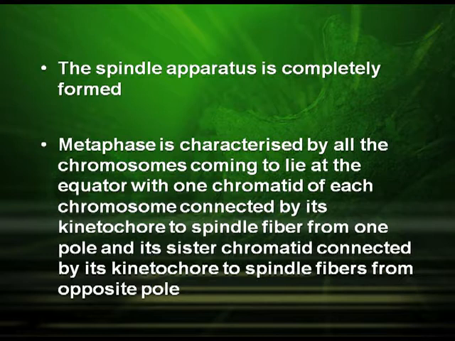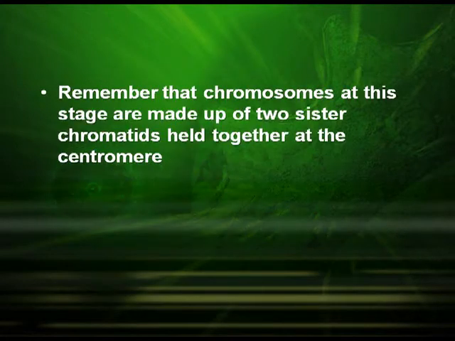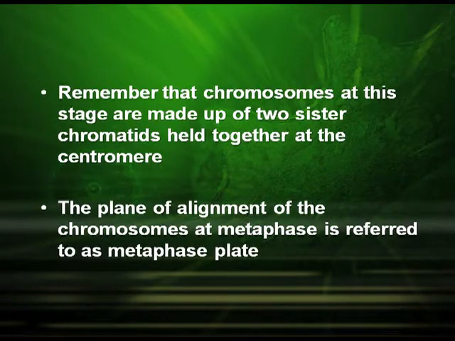Metaphase is characterized by all the chromosomes coming to lie at the equator, with 1 chromatid of each chromosome connected by its kinetochore to the spindle fiber from one pole and its sister chromatid connected by its kinetochore to the spindle fiber from the opposite pole. Remember that chromosomes at this stage are made up of 2 sister chromatids held together at the centromere. The plane of alignment of the chromosomes at metaphase is referred to as the metaphase plate.